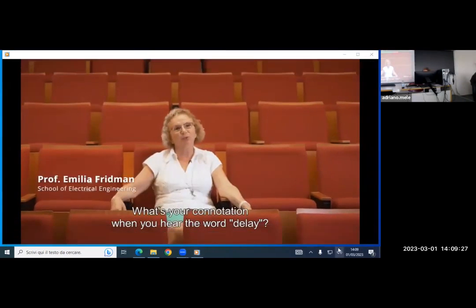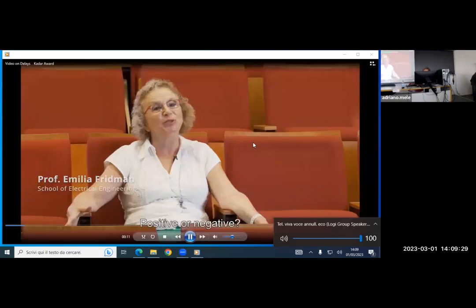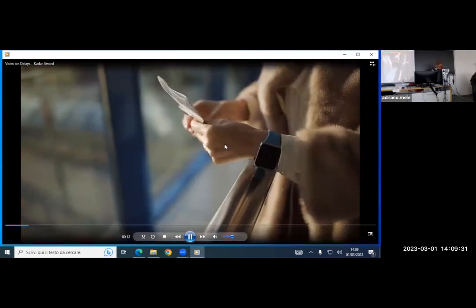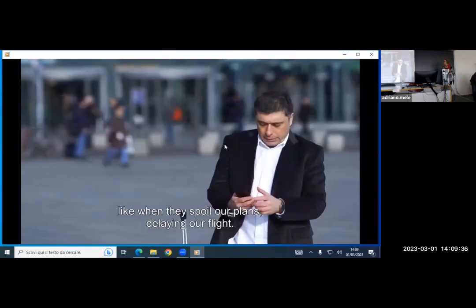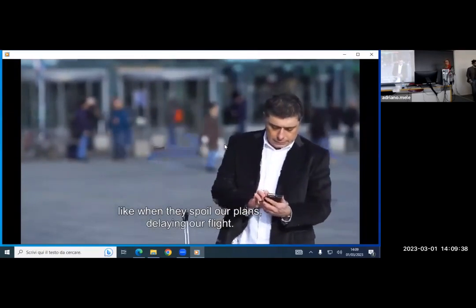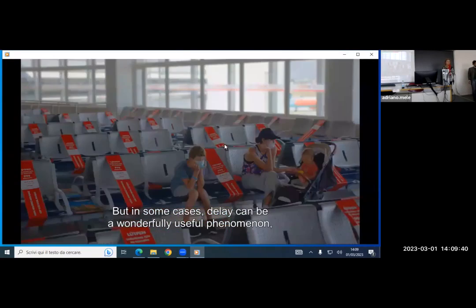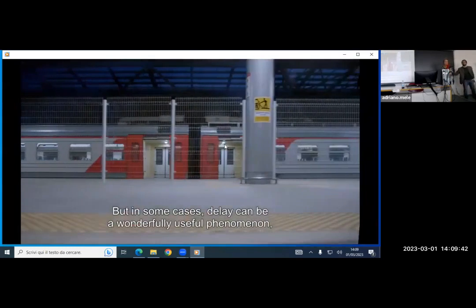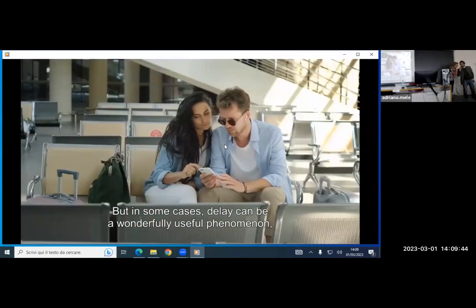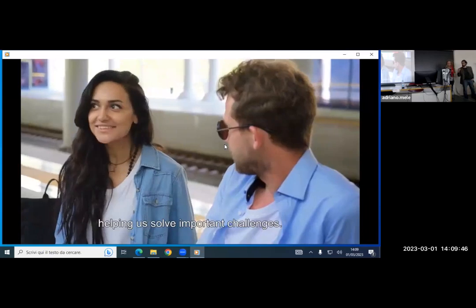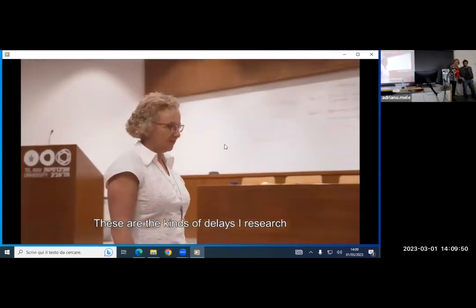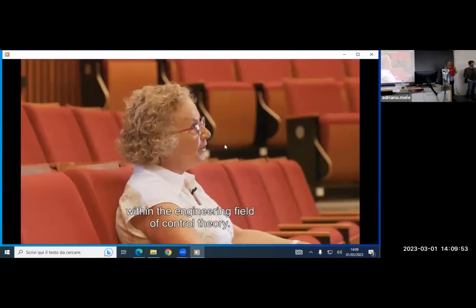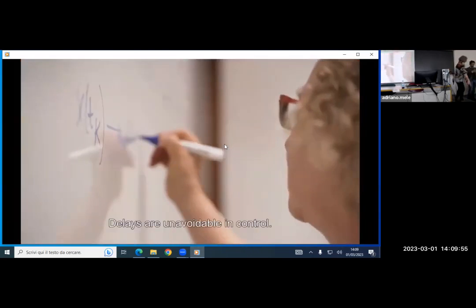What's your connotation when you hear the word delay? Positive or negative? Sometimes delays are annoying, like when they spoil our plans, delaying our flight. But in some cases, delay can be a wonderfully useful phenomenon, helping us solve important challenges. These are the kinds of delays I research within the engineering field of control theory.